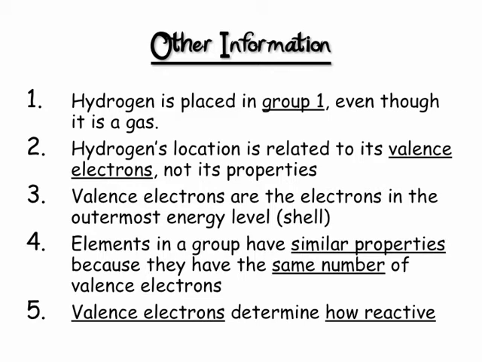So I said we'd talk about hydrogen, and hydrogen is placed in group 1, even though it is a gas. It is not a metal. It is located there because of the valence electrons, not because of its properties.